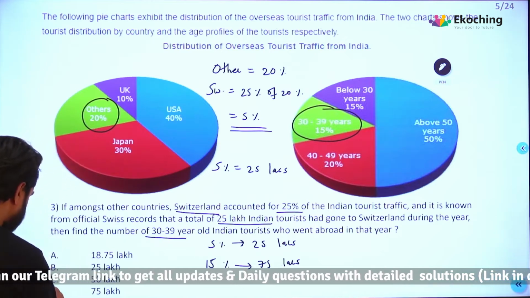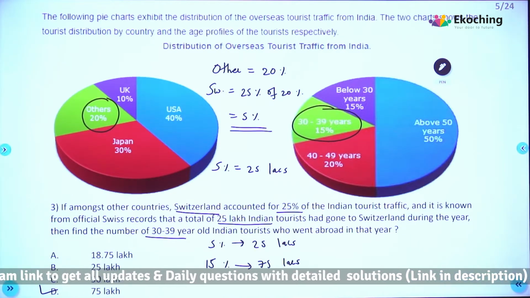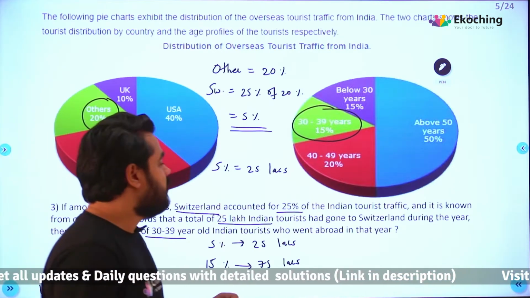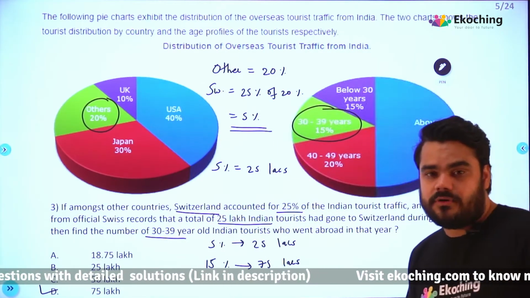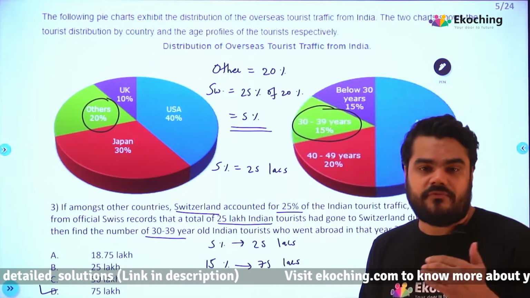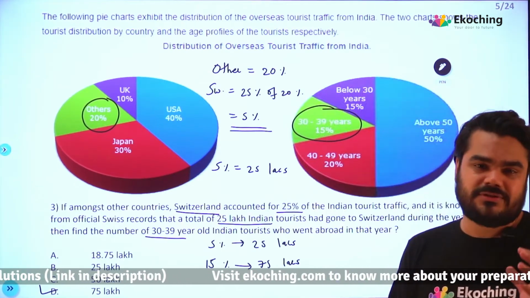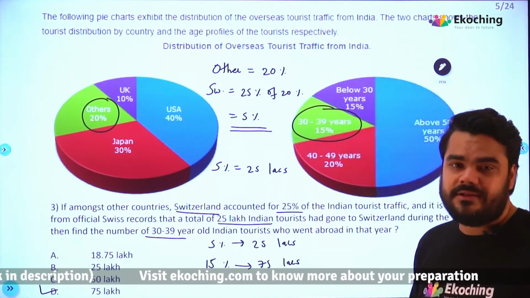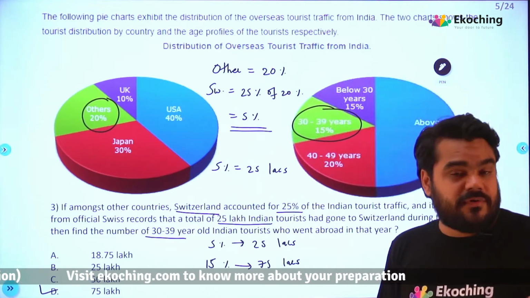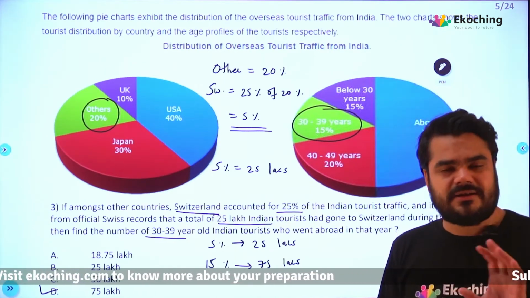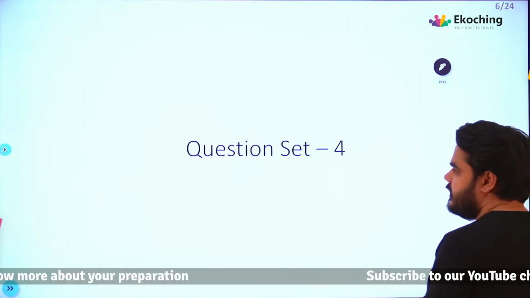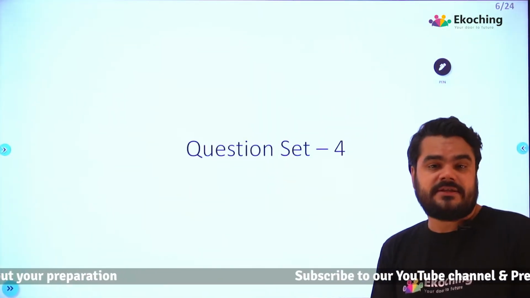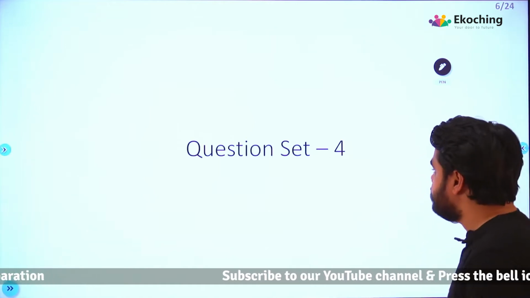So our answer is option D, 75 lakhs of Indian tourists of this age group, 30 to 39, went abroad this year, right? Okay, why did I put that in the moderate category? Because it was a little bit longer to read, it takes longer to understand, but once you understand, it's a simple question, right?